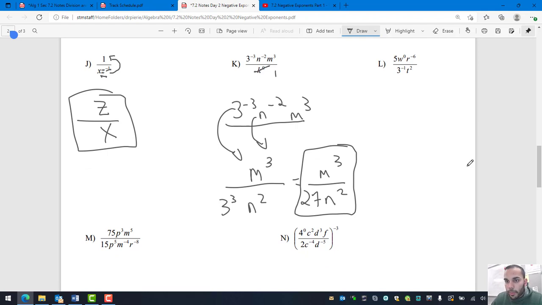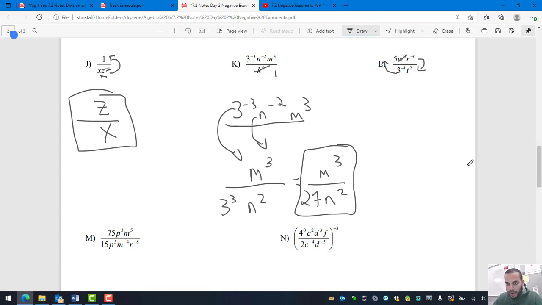5 times w to the 0 power r to the negative 6th over 3 to the negative 1 t squared. Okay, so the first thing I see here is this w to the 0. This thing is basically a 1. I don't really have to pay much attention to it. Move what you need to move, and then keep the things you're allowed to keep where they're at. Okay, 5 can stay, positive exponent. R to the negative 6 has got to move to the bottom. 3 to the negative first has to move to the top. T squared can stay where it's at.